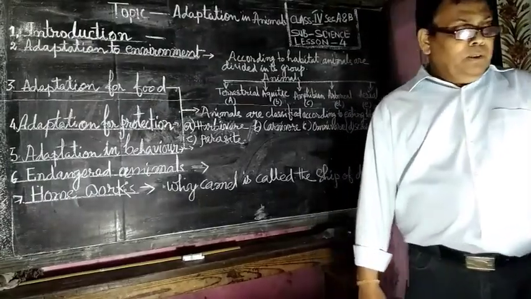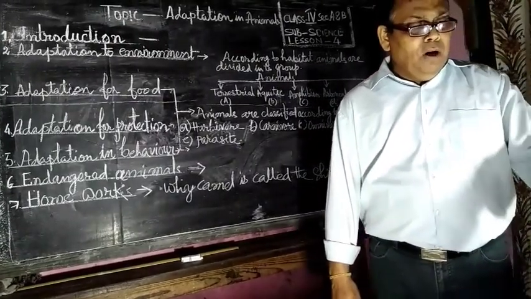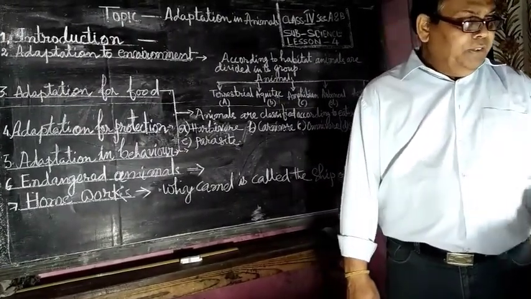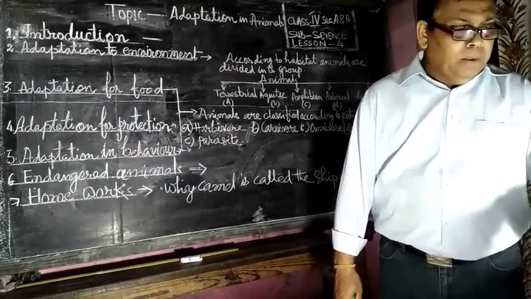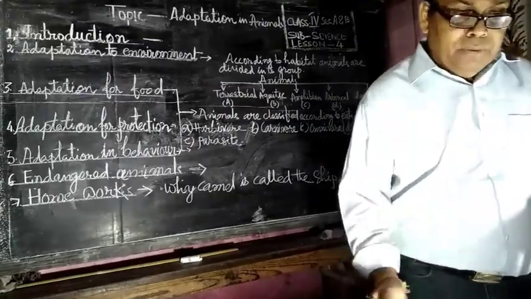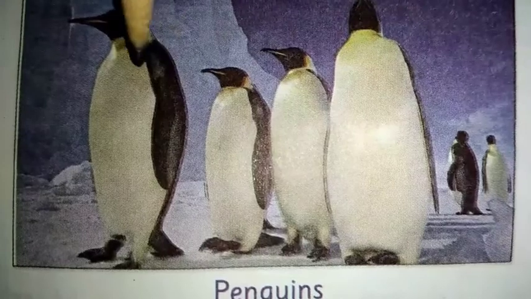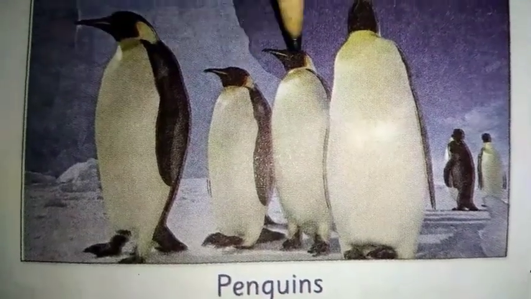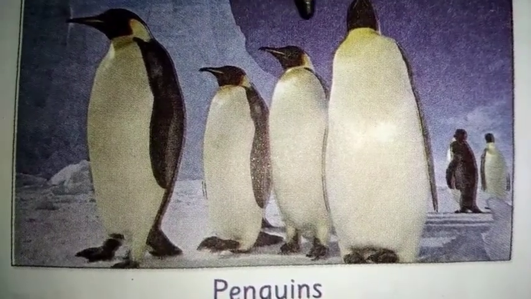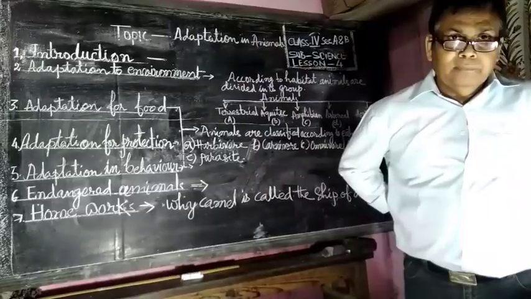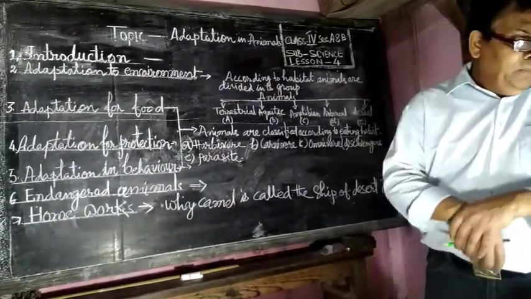Now about the polar birds. Penguins store food in the form of fat in their bodies. They sit very close to one another for warmth. See the picture at page 21. You see how they are standing. They are standing close together so that they may get the warmth. Now we have discussed the polar areas.